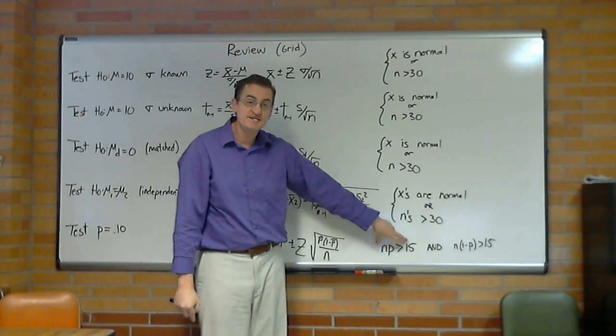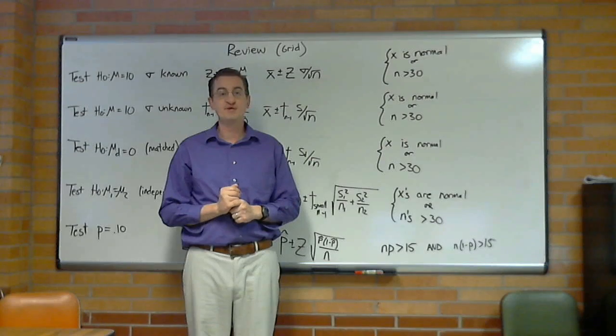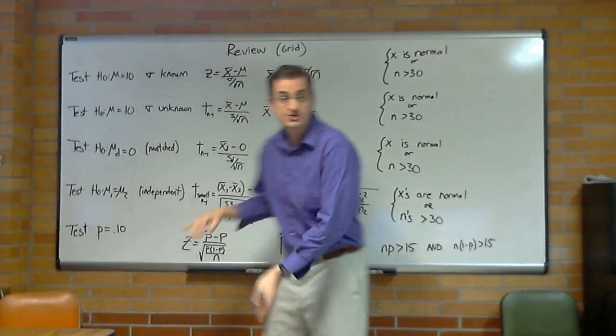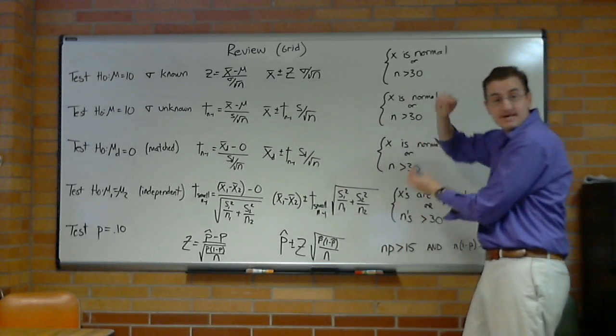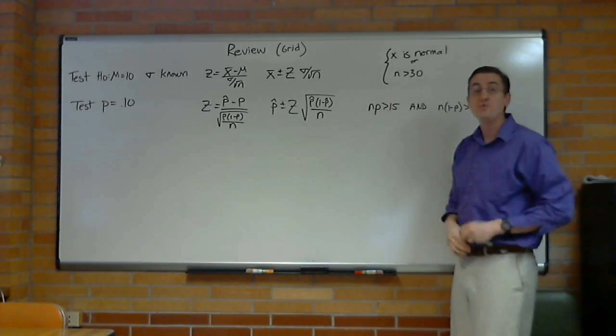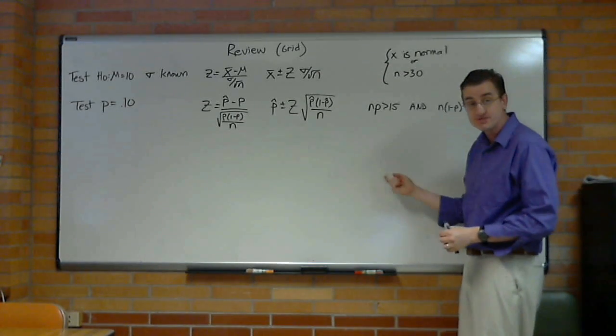This is how many said yes. This is how many said no. That's what has to be more than 15 in both cases. Now, I wish that I could just scroll the board up, but I can't. I think I'm going to erase these middle three and move this guy up like this. And now we are ready for the last one that we've talked about, which is that two-sample proportions test.